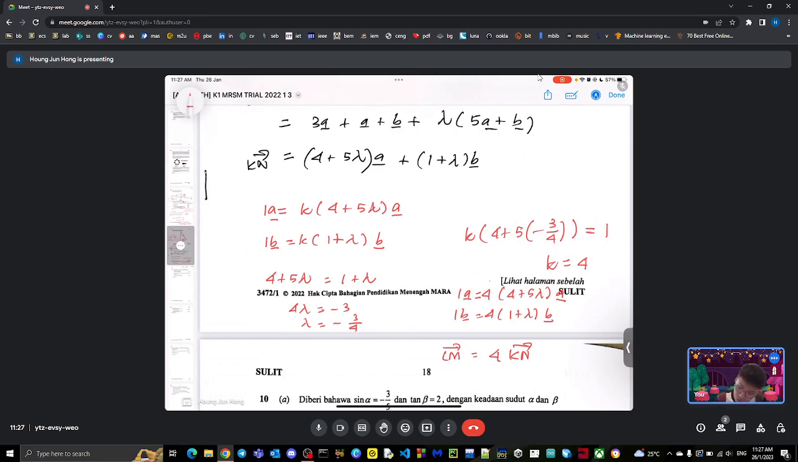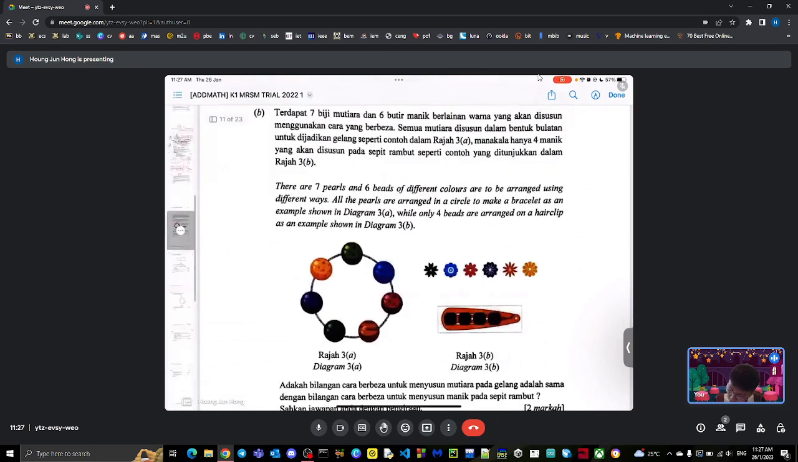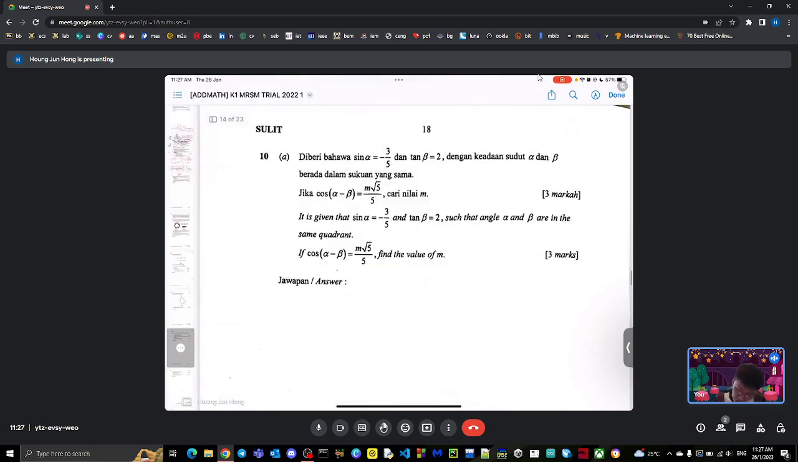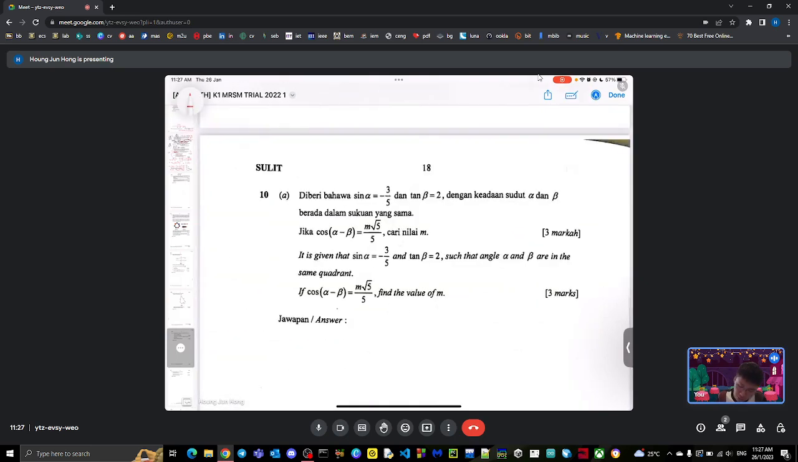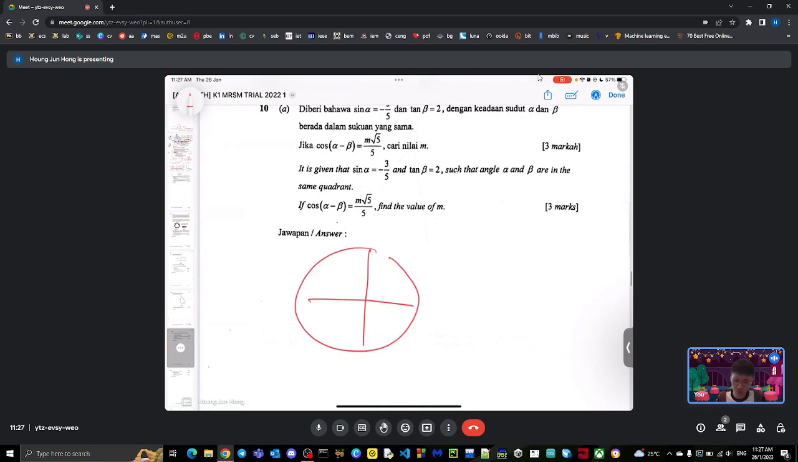Okay, good. Now let's go to question 10. It's talking about angles. Sine alpha and tangent beta are given here, and they are both in the same quadrant. I think all of you should know this: A, S, T, C. I forgot what formula I used to remember this, but something I recall before was "all science teachers are crazy."